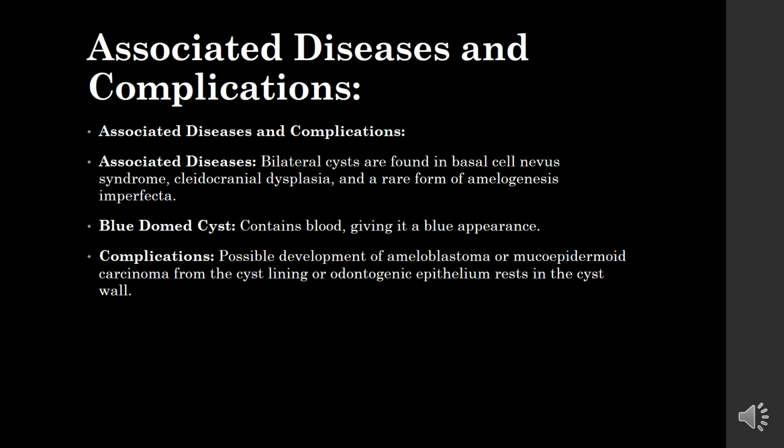Associated diseases and complications. Bilateral cysts are found in basal cell nevus syndrome, cleidocranial dysplasia, Maroteaux-Lamy syndrome, and a rare form of amelogenesis imperfecta. Blue domed cyst contains blood, giving it a blue appearance, and there is possible development of ameloblastoma, epidermoid carcinoma, or mucoepidermoid carcinoma from the cyst lining, or odontogenic epithelium rests in the cyst wall.